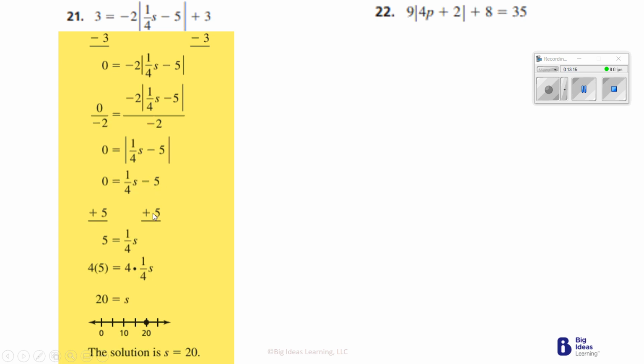We can add 5 to both sides to get rid of that negative 5. And now we have 5 is equal to 1/4 s. We know we're going to multiply by 4 to get rid of 1/4, which means we'll multiply by 4 on the other side, and 5 times 4 is 20. And that leaves us with 20 equals s. And now you see the solution is just one solution, 20 equals s, okay? 22 is for you to do.